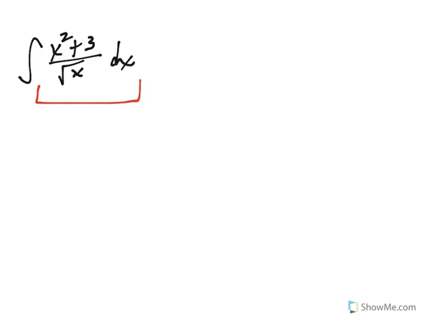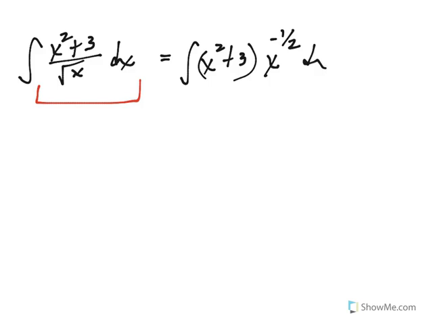All right, this is still on the prohibited list. This is a quotient, so I'm going to take this and move that denominator up to the top. That's x squared plus 3 times x to the negative 1/2. Let's write that a little more clearly: x to the negative 1/2 dx. The problem is this is still on my prohibited list.